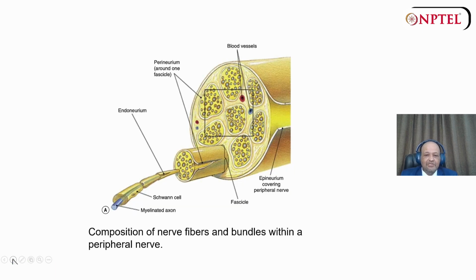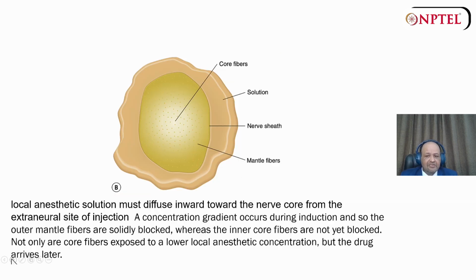Now, if we look at the composition of the nerve fiber, it is very important to understand its structure, because the anesthetic molecule needs to diffuse into every part of the nerve. So it's very vital that we understand what is the perineurium and what is the endoneurium. The perineurium is around one fascicle, and you have the endoneurium, which is one particular nerve cell. And lastly, you have the epineurium, which covers the peripheral nerve. We'll just describe it in this particular image, where you have the core and the mantle fibers. The anesthesia needs to diffuse right into the core fibers.